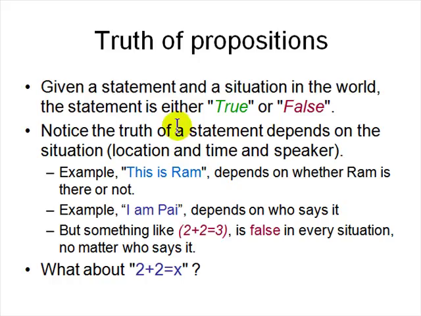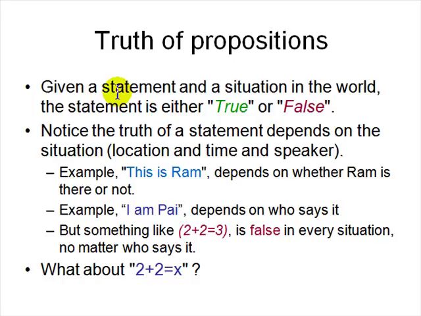Now, are they true or false? Each statement in a given situation, in a given world, is either true or false. It cannot be unknown. You may not know it, but it's true or false. The truth of the statement depends on the location and the speaker and the time and the situation. For example, "this is Ram" depends on whether Ram is there or not. "I am Pi" depends on who says it. But something like 2 plus 2 equal to 3 is false in every situation, no matter who says it.